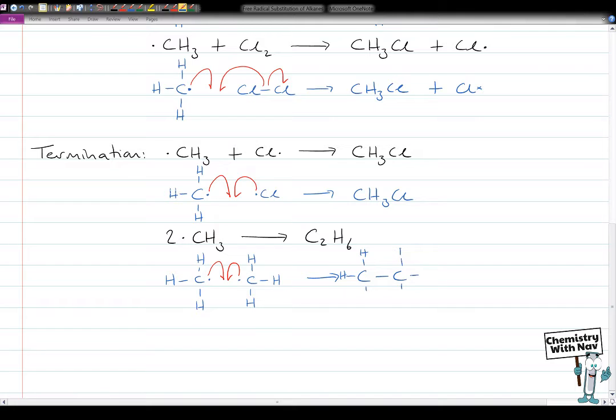And the production of ethane is quite an important step in this mechanism, because it's one of those things where we've put methane in, we've got ethane out, and this free radical mechanism is one of the reasons we can explain why we might get ethane out here.